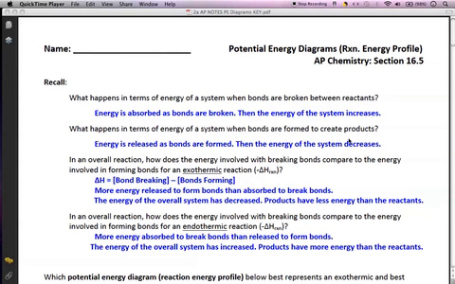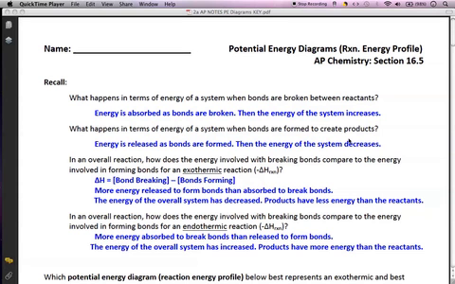All right, so a couple things to recall from what we've talked about before with bonds and energy, just because it's going to tie right into understanding the general setup of these potential energy diagrams. So what do we already know that happens in terms of energy when bonds are broken? Well, we know that energy has to be absorbed if bonds are broken, which means the energy of the system as bonds are breaking is going to increase because they're absorbing energy. What happens then in terms of energy of a system when bonds are formed to create the products? We know that energy is released as bonds are formed, so the overall energy of the system for that process is going to decrease because it's releasing energy.